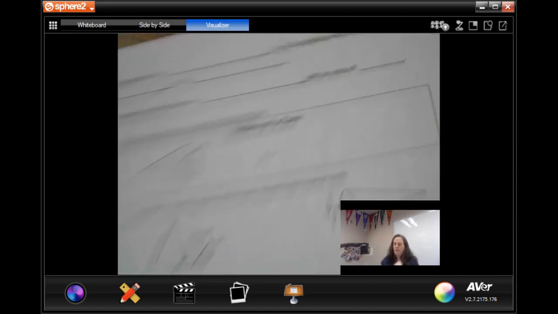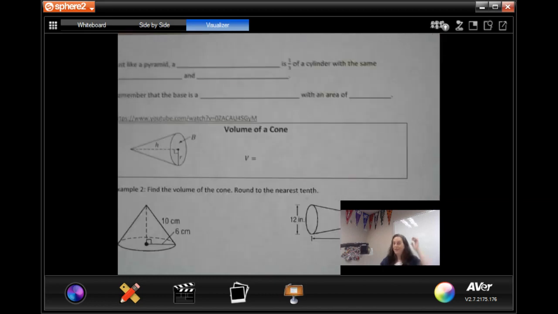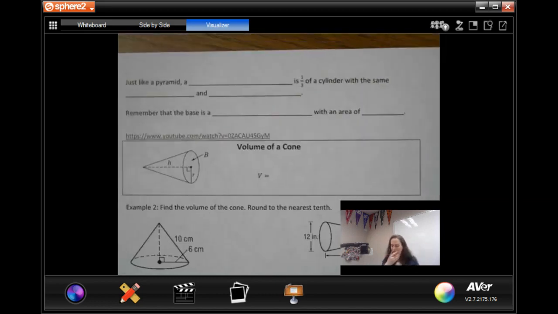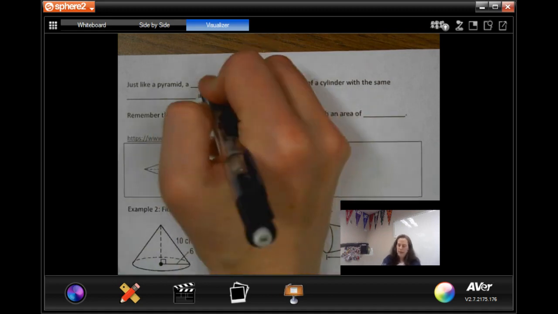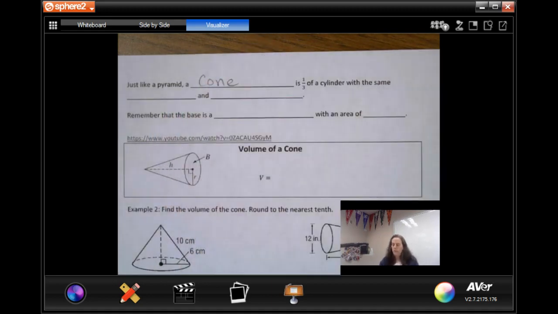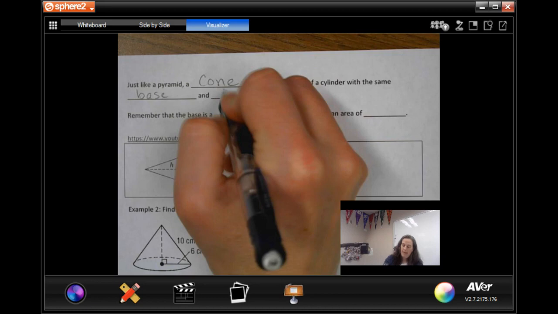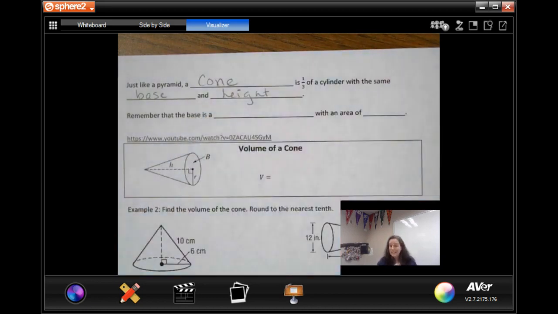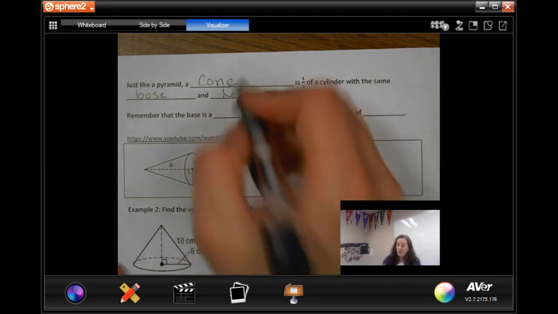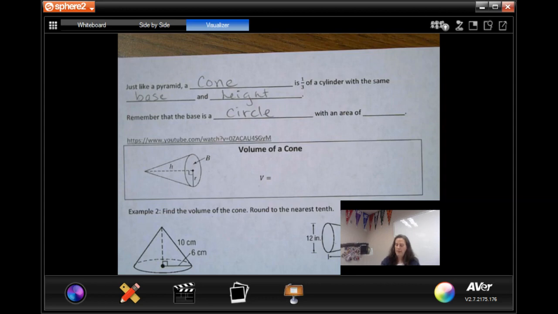Let's turn this over and look at cones. Think they might be similar? Okay, remember we found out cylinders were really similar to prisms. Just like a pyramid, a cone is 1/3 of a cylinder, as long as it has the same base and the same height. Remember that the base is a circle. That's really what's different about this and a pyramid.